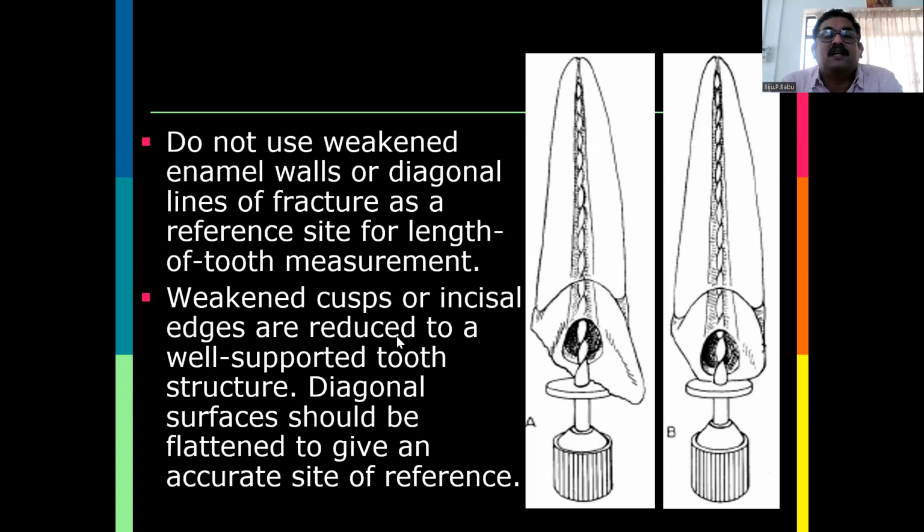Now, weakened cusps or incisal edges are reduced to a well-supported tooth structure. Diagonal surfaces should not be flattened to give an accurate site. Okay.